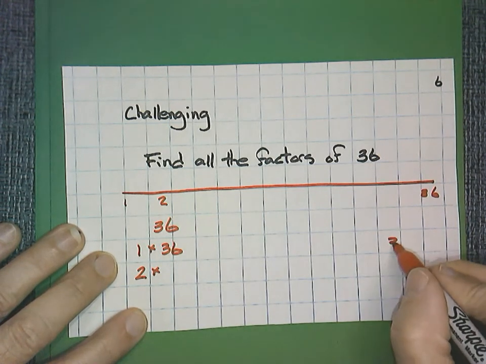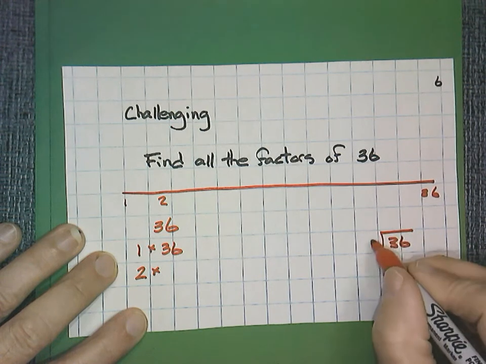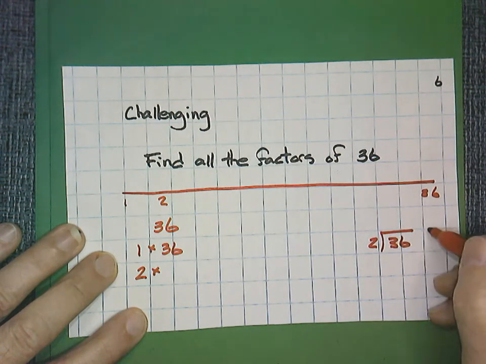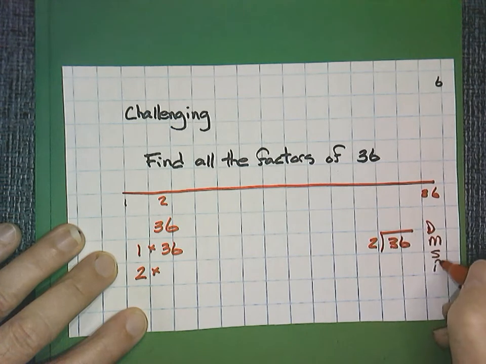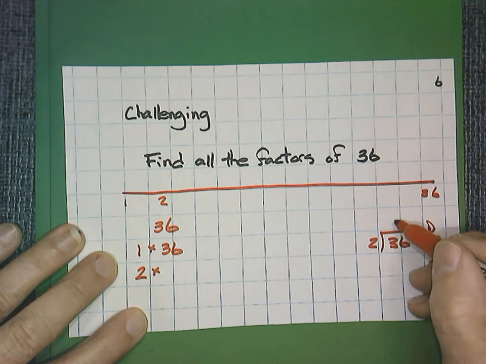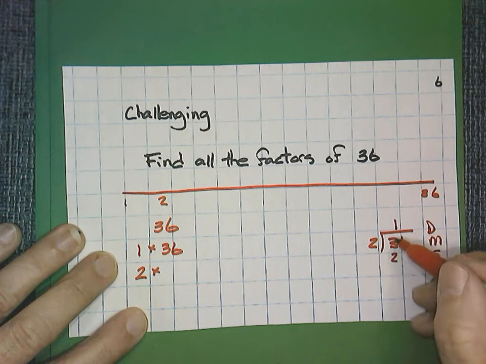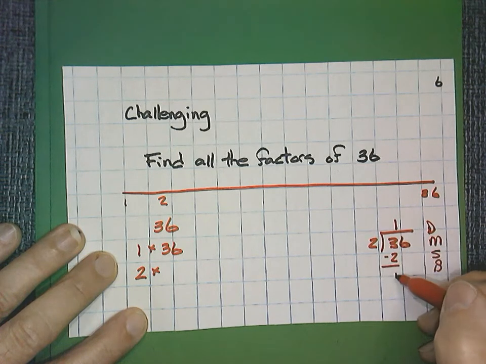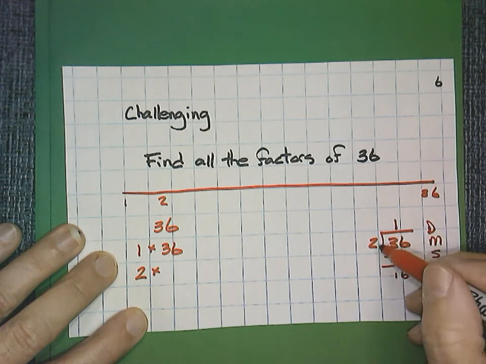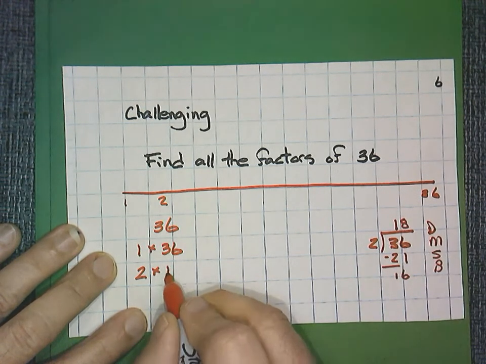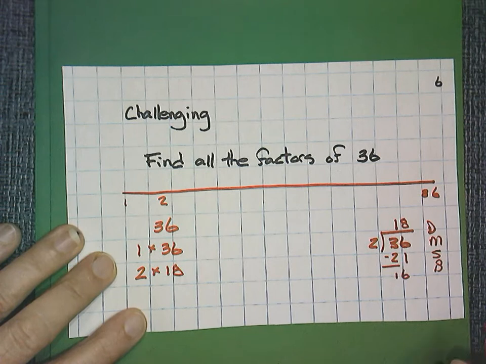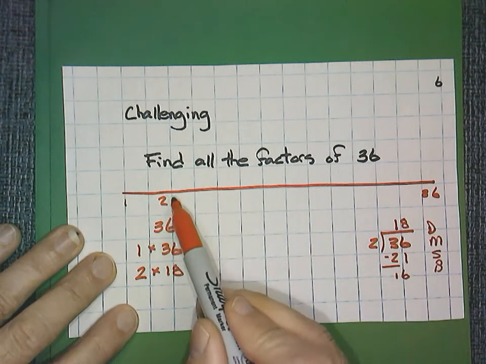Well, if I take 36 and divide that by 2 using, remember, on a previous video, the DMSB method, 2 goes into 3 one time. We multiply, bring down the 6. 2 goes into 16 8 times. So 2 times 18.